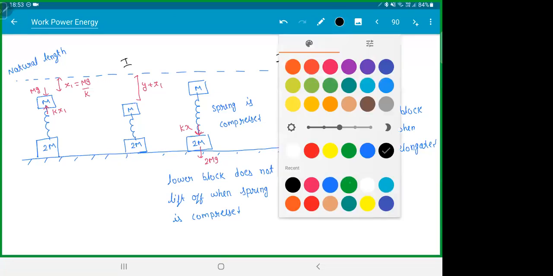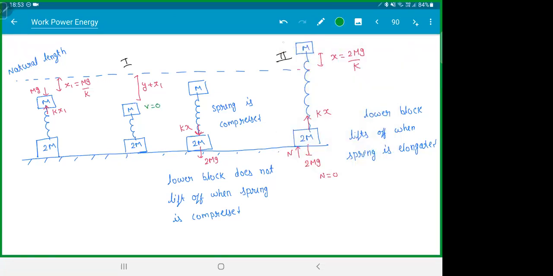Initially, your velocity is 0. Finally, your velocity is 0 because you said minimum. You're just about to lift off. The velocity has just become 0. Conserve energy, state 1 to state 2. Can you try from here? You got a minute or two.